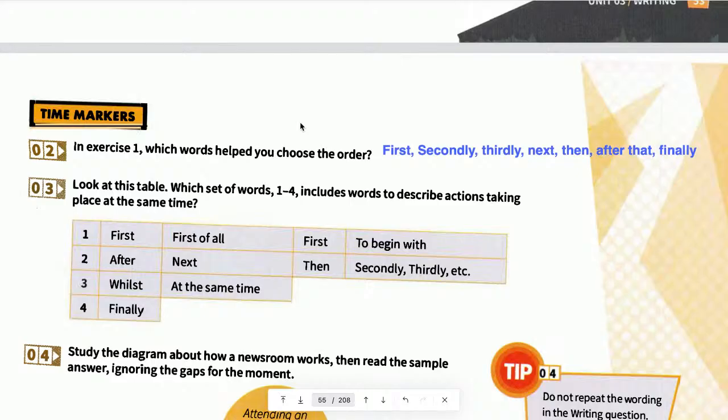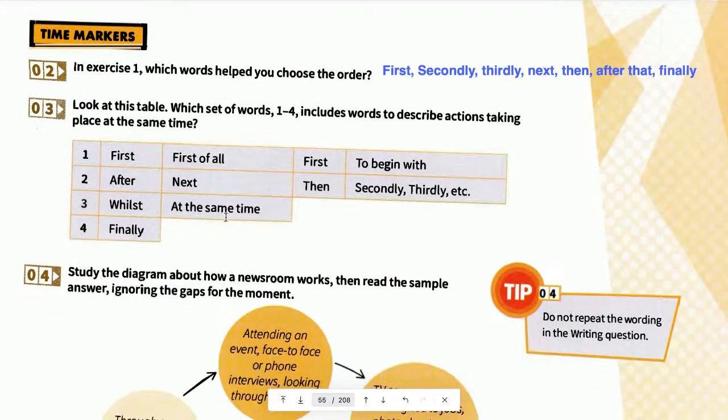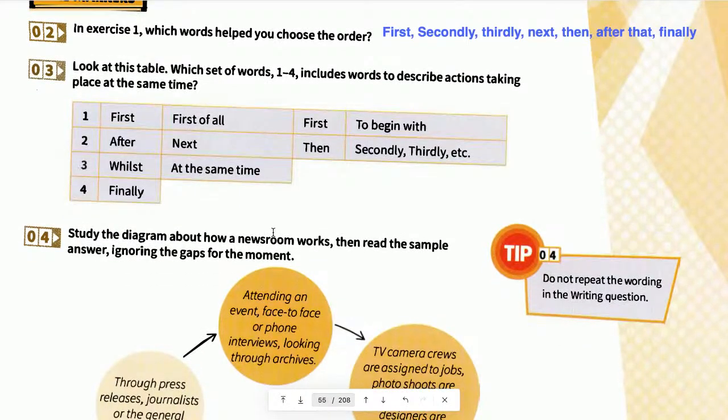All right. Now let's move on to exercise 3. Look at this table. Which set of words from 1 to 4 includes words to describe actions taking place at the same time? Think about that. Like first of all, first, to begin with, something like that. So which set of words from 1 to 4 includes words to describe actions taking place at the same time?